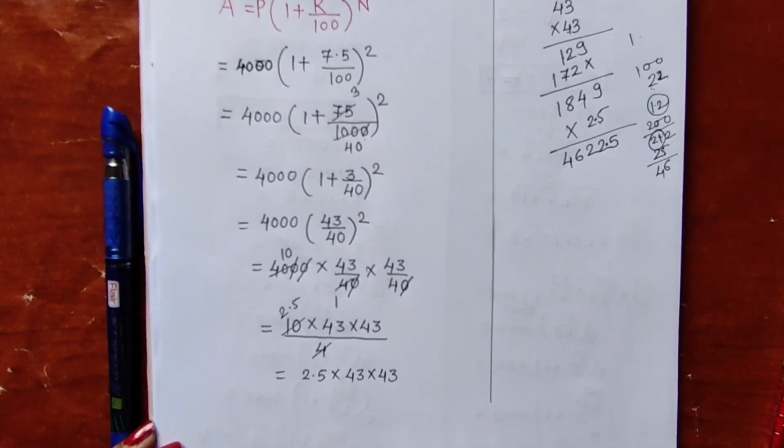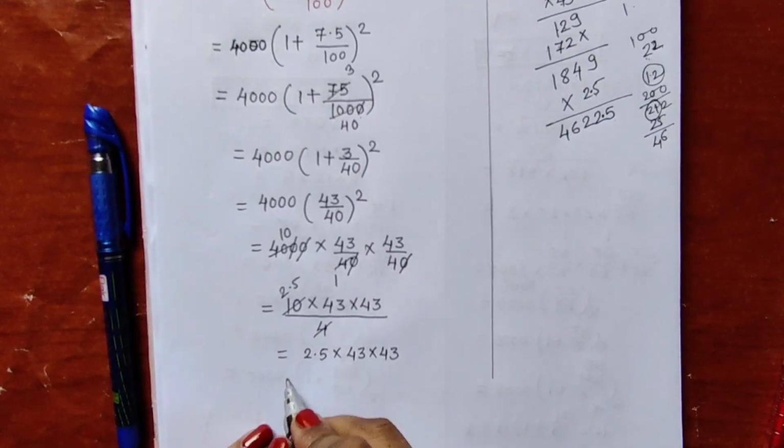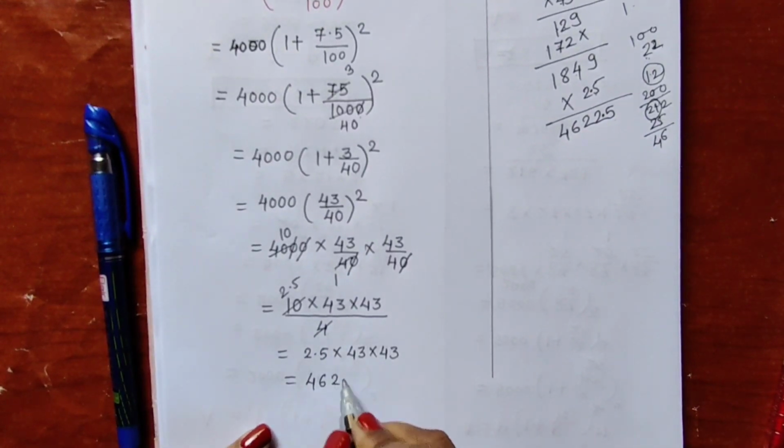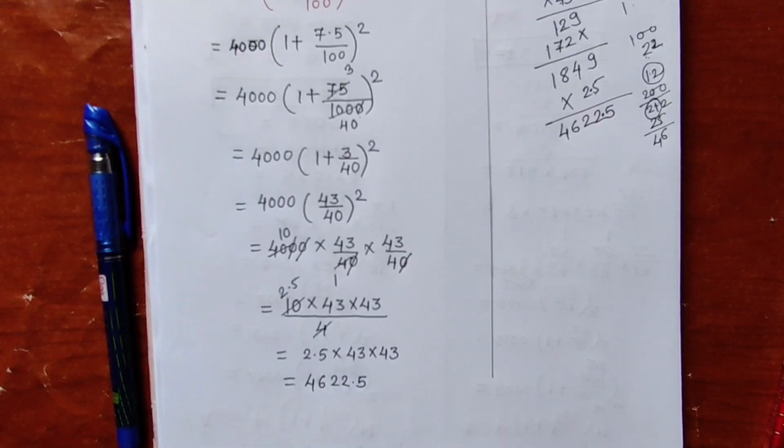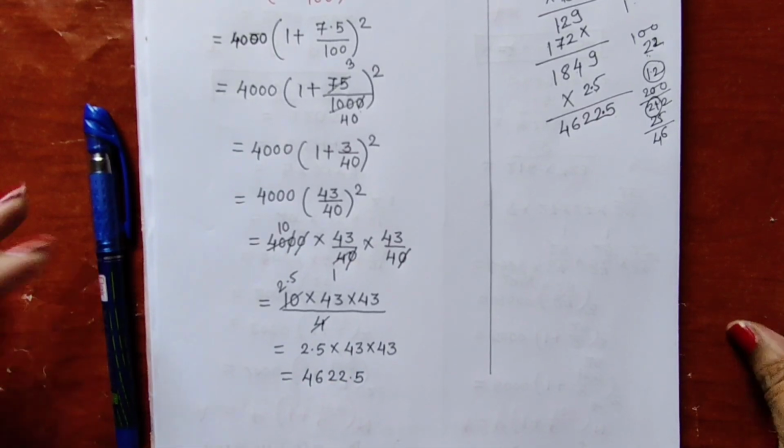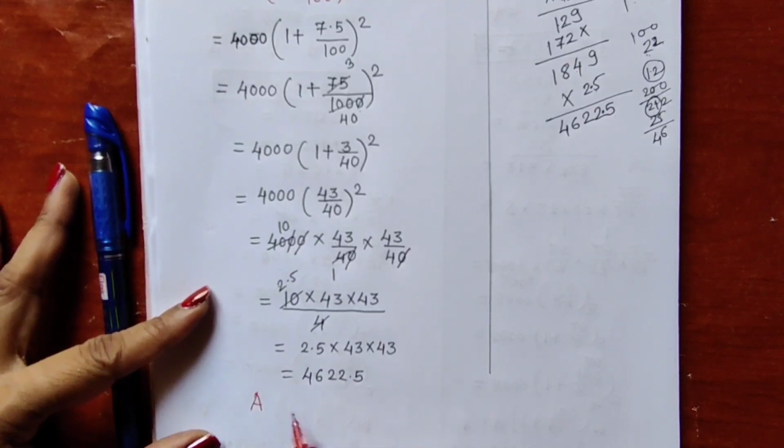So we are getting the answer 4622.5 here. This is the answer of amount. This is the value of amount. Amount we are getting rupees 4622.5.